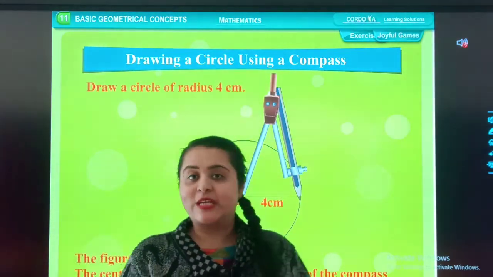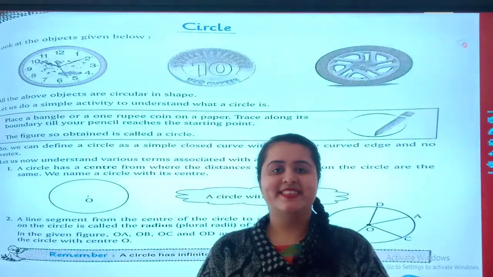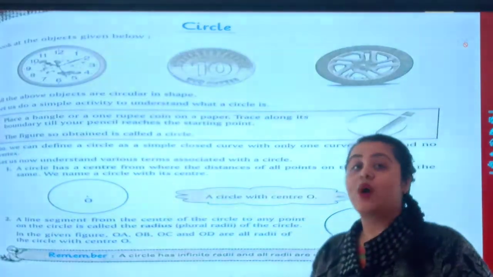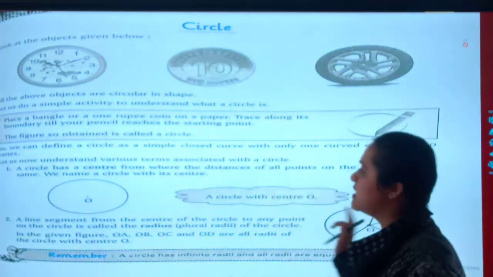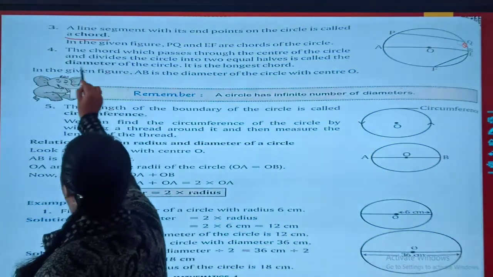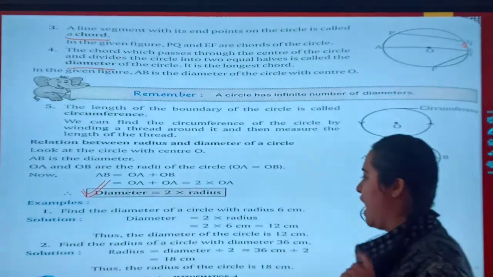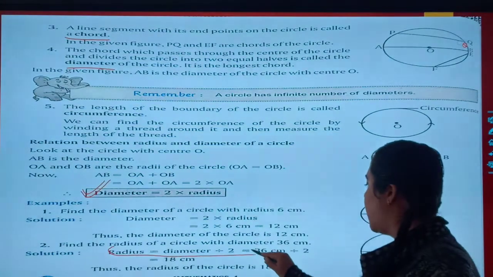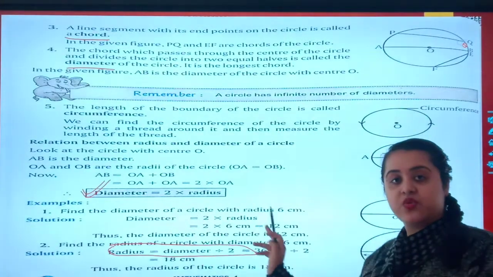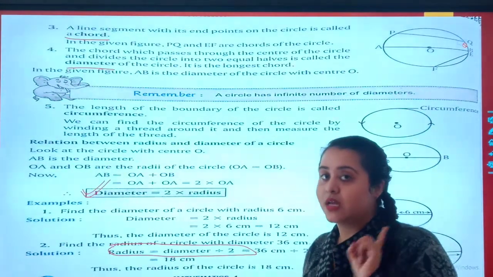So students, here we complete the discussion of the circle. Now we will be moving to the worksheet part. You can see this page on textbook page 111. We have discussed this. We have also gone through the chord and diameter. We have also seen this formula, diameter equals to 2 into r. And you need to mark this formula on page number 112: diameter equals to 2 into radius and radius equals to diameter divided by 2.